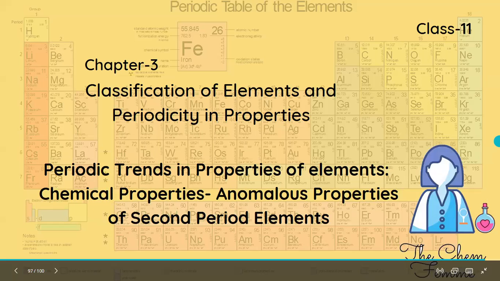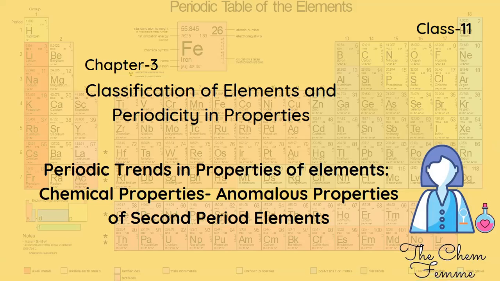Elements of a particular group have the same outer electronic configuration. They, however, vary with respect to the principal quantum number, and so they show the same valency and show similarity in the oxidation states. And that is what we learned in the previous video.